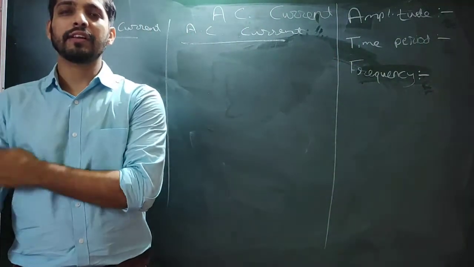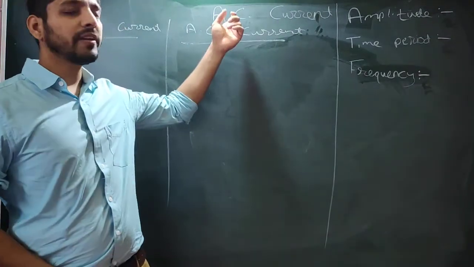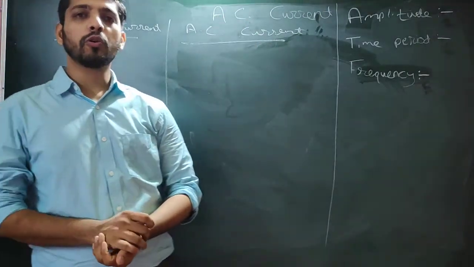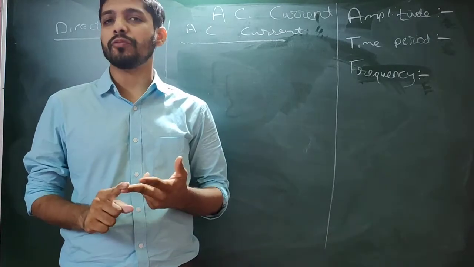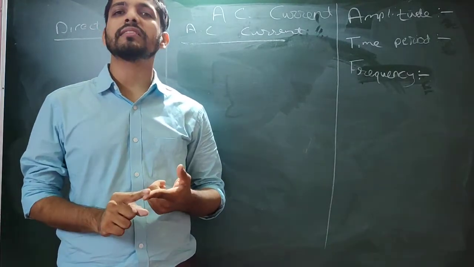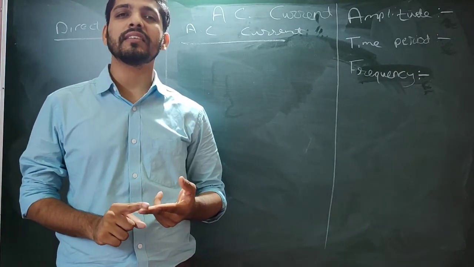Hello students, welcome back. Today we are back with a new chapter, AC current. Before moving towards AC current, let us understand what is direct current and what is AC current. There are generally two types of current. One is AC current, that is alternating current, and one is DC current, and that is direct current.